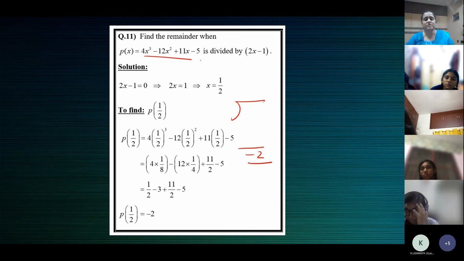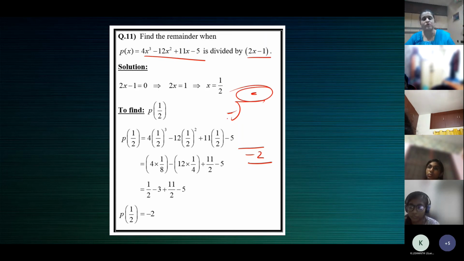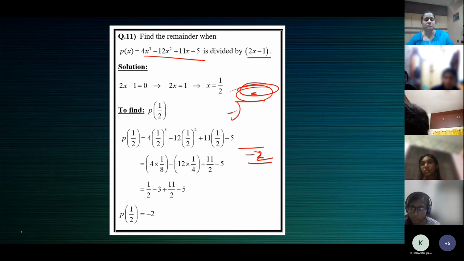When you divide this by this using the long division, you'll get some quotient. That quotient you cannot find using the remainder theorem. The remainder you can find, which is minus 2. If you have to find the quotient, you have to use the long division.